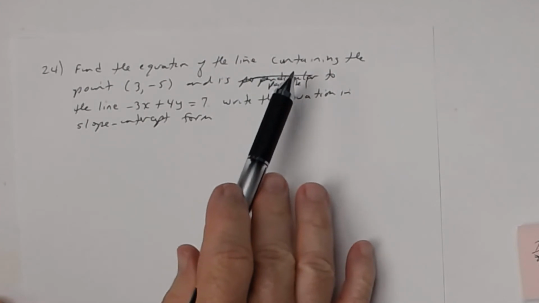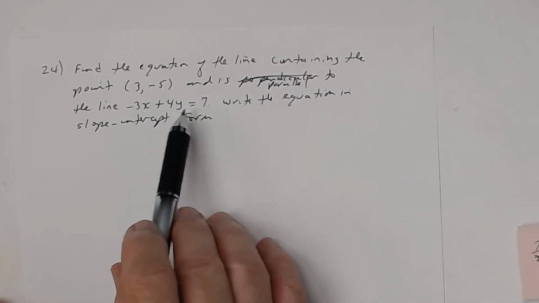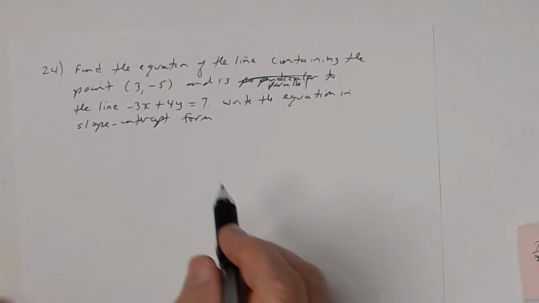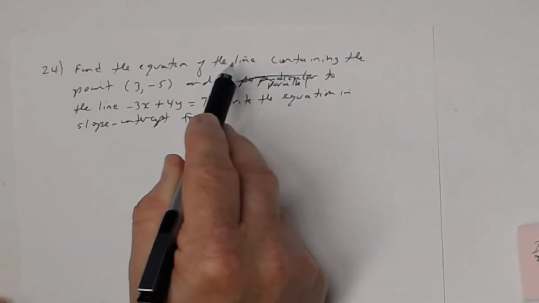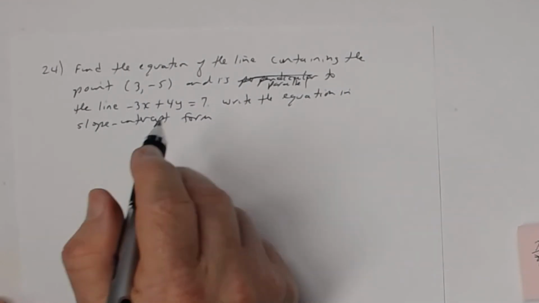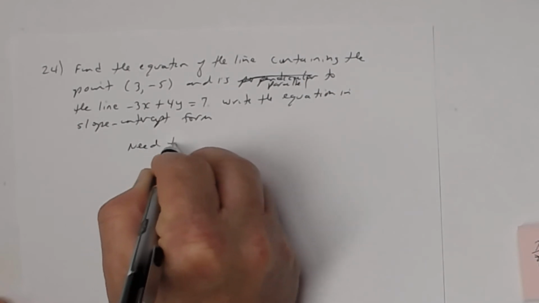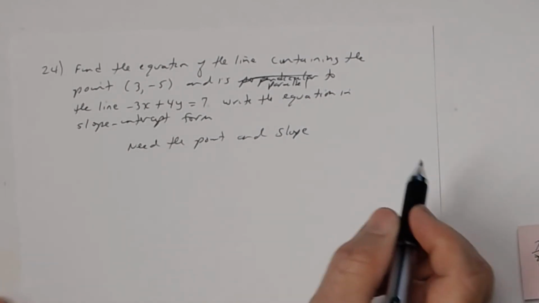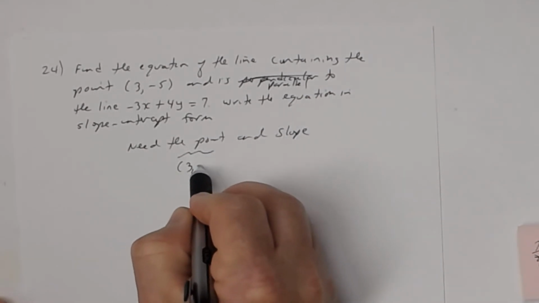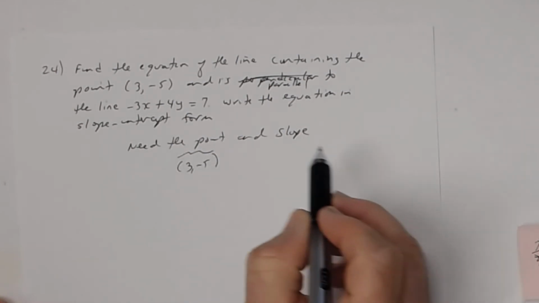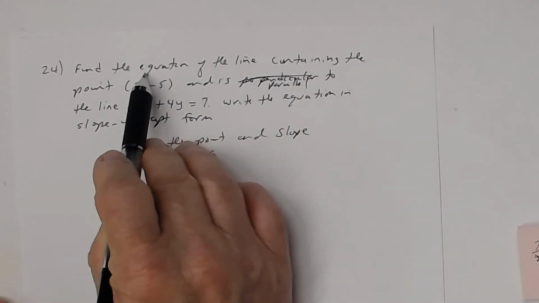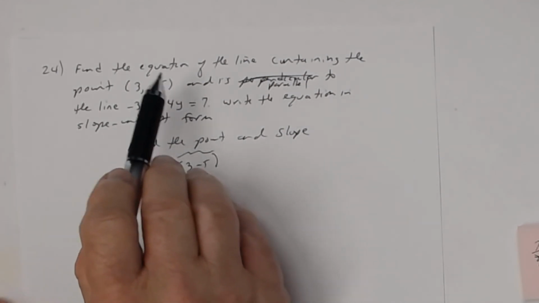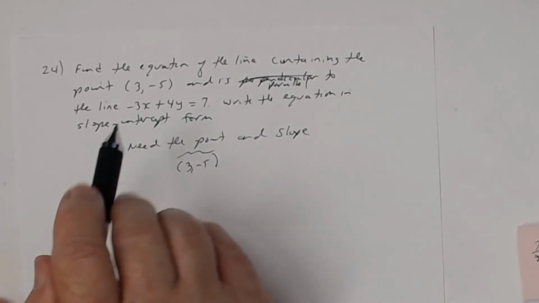All right, so we're going to find the equation of a line containing this point that is parallel to this line, and you want to write the equation in slope-intercept form. Just like we did before, if you're going to find the equation of a line containing this point, you need to know the slope of that line. So you need the point on that line and the slope. Well, I know a point on that line. The point is 3, negative 5. The only thing I don't know about this line is the slope. But you do know that that line is parallel to this line right here.